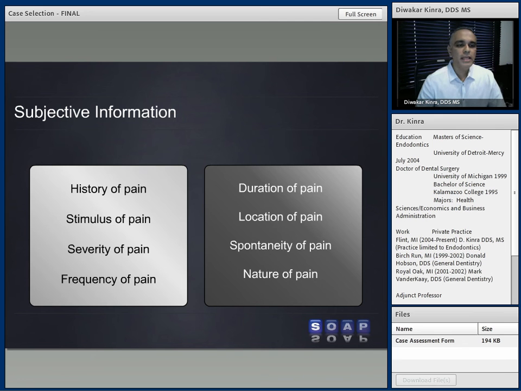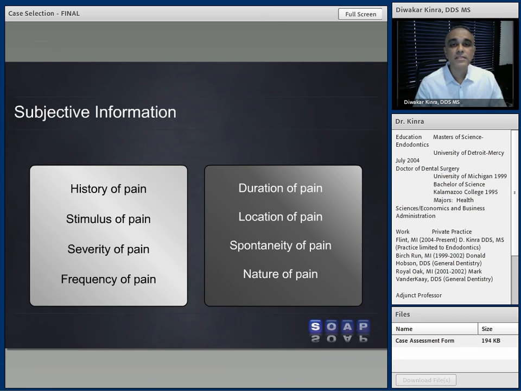1, history of pain. When did this pain start? Did it start recently? Has it been going on for a long time? Did it start with some trauma? Or was it due to some dental procedure that they may have done recently? "Doc, ever since we did that large restoration, that large filling that we did on the upper left, I've been having issues. You told me it was deep. You told me that it was going to be a problem." Well, you were right. Okay, so this is the information that I want you to gather as far as history.